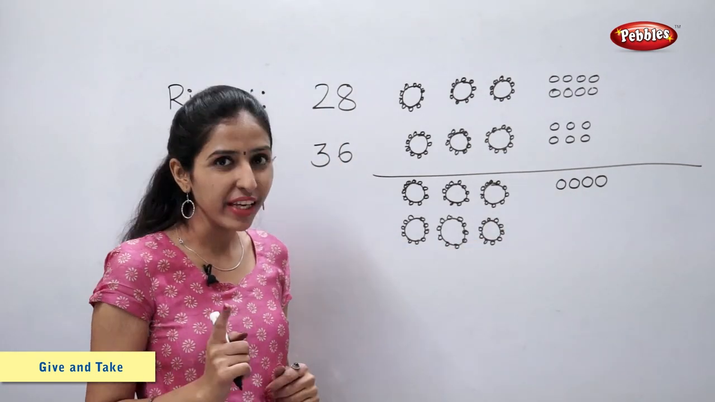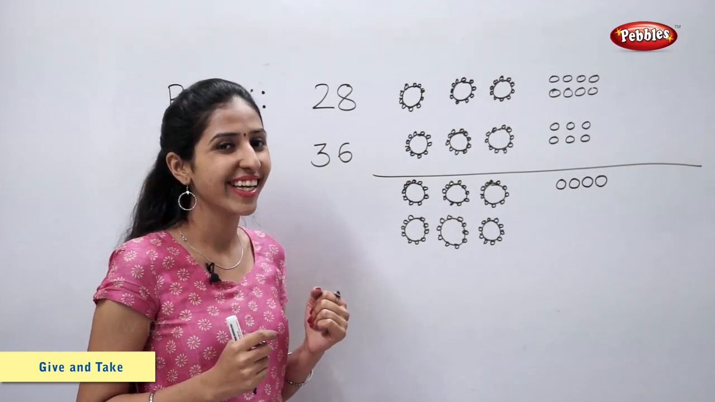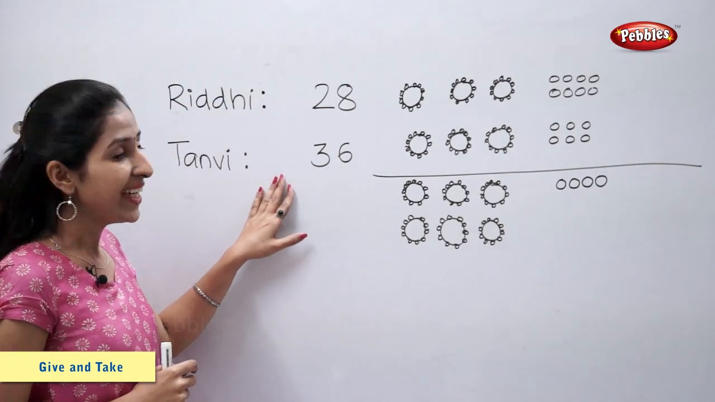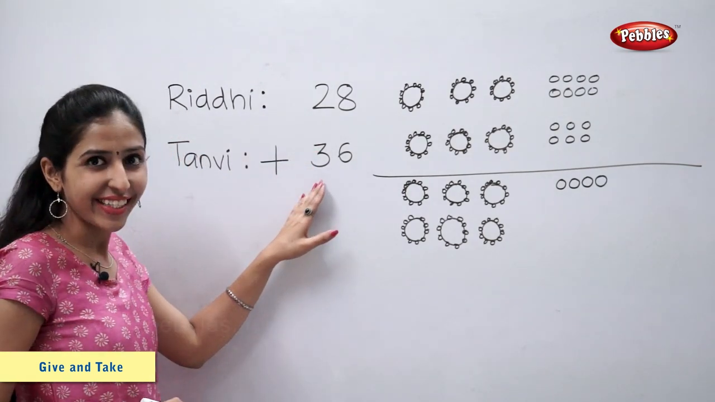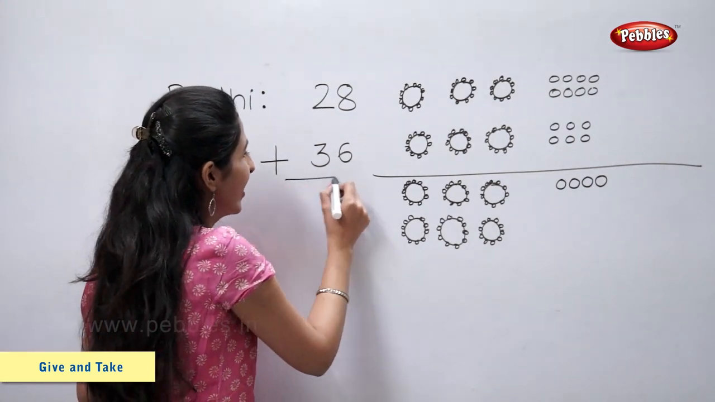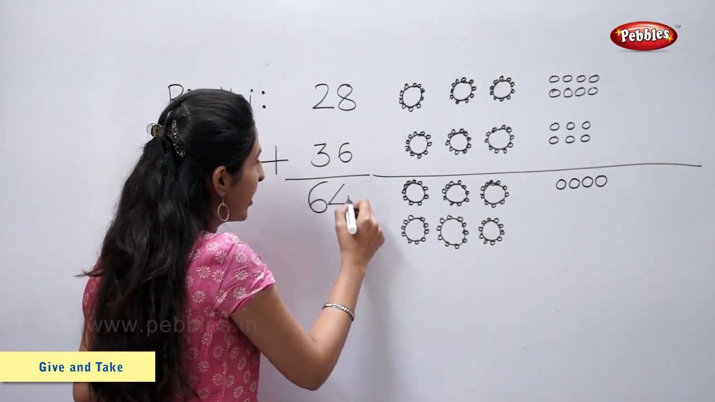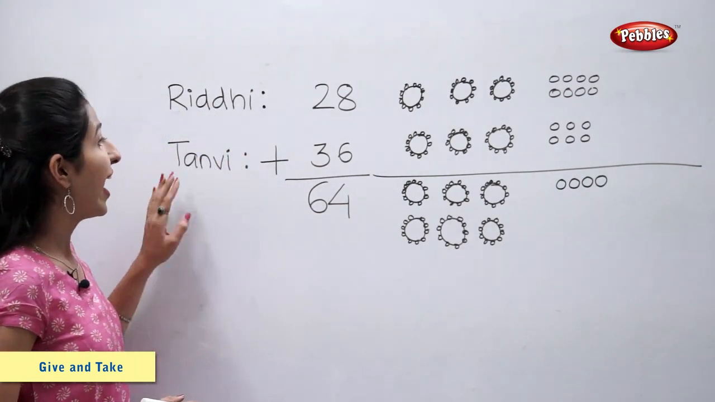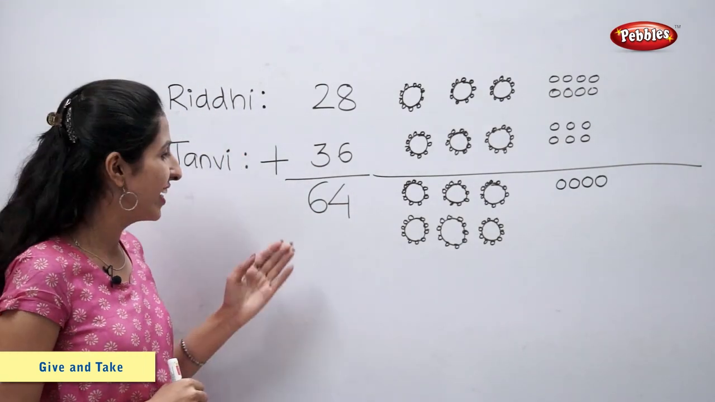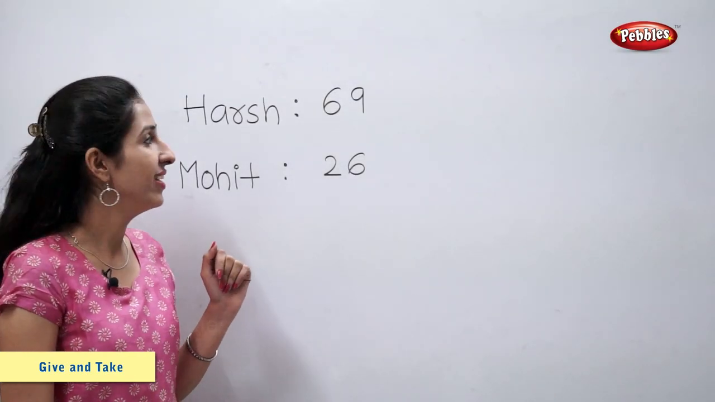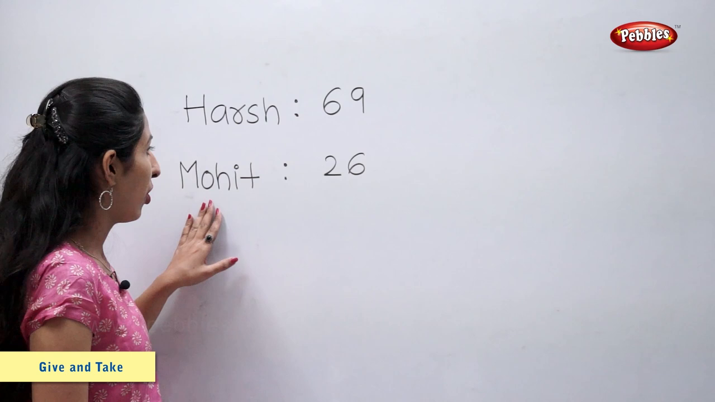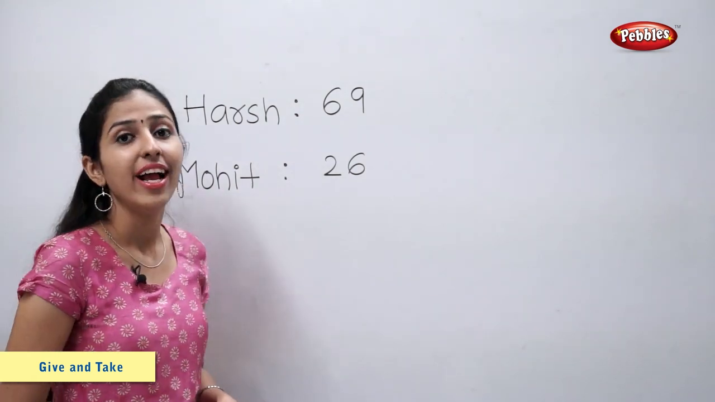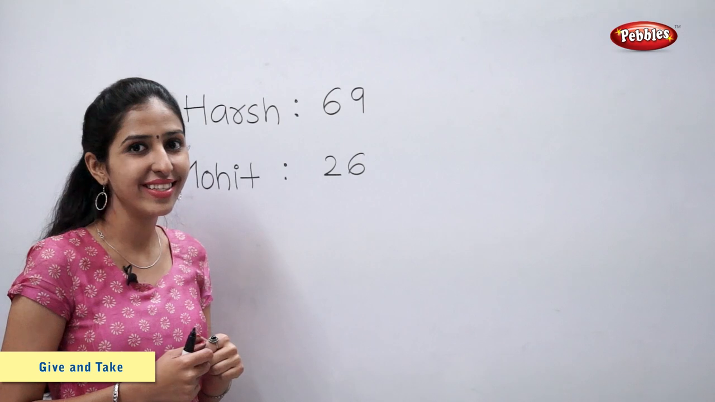So total we are having 64 pearls. We can also say that 28 plus 36 is equal to 64. So Riddhi and Tanvi together are having 64 pearls. Let us solve this example. Harsh bought 69 pearls. Mohit bought 26 pearls. Let us find out total number of pearls.